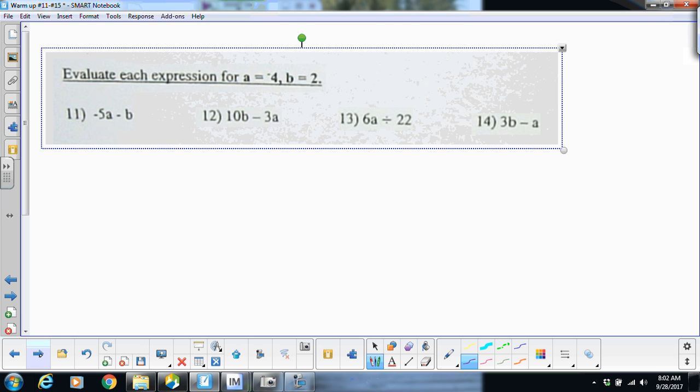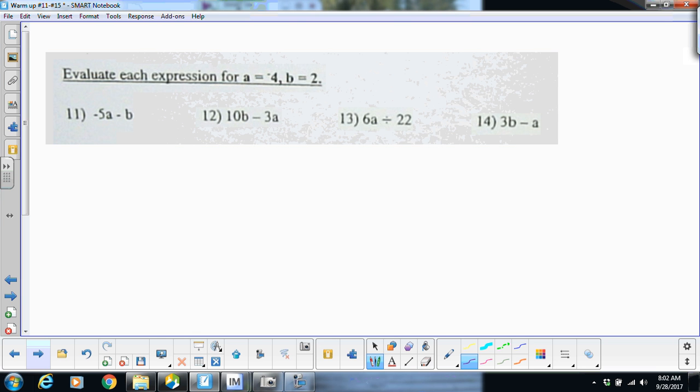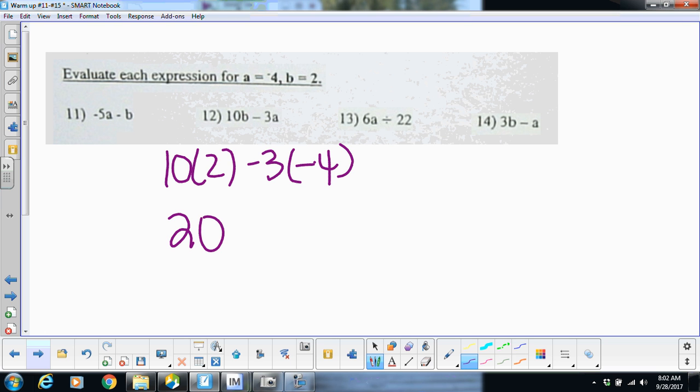That takes us over here to number 11 through 14, which are just your evaluating expressions. I'm going to do number 12 and number 13 here. So 12 is going to be 10 times 2 minus 3 times -4. So 10 times 2 gives me 20. -3 times -4 gives me +12, which is going to give me an answer of 32.